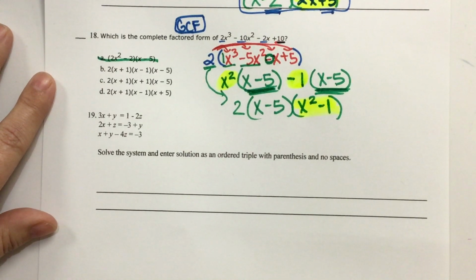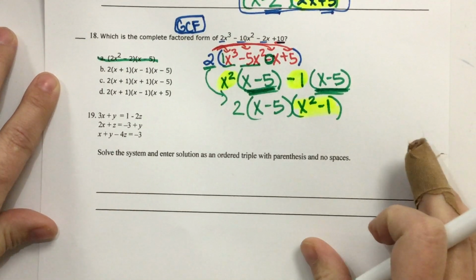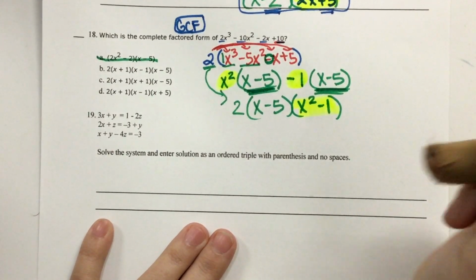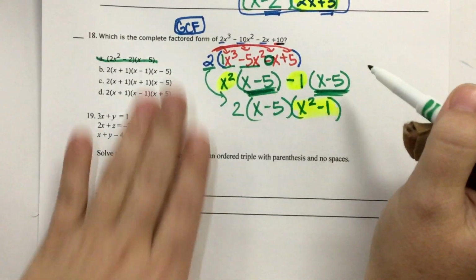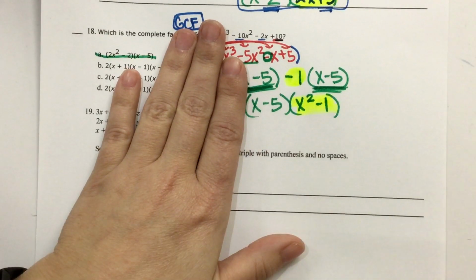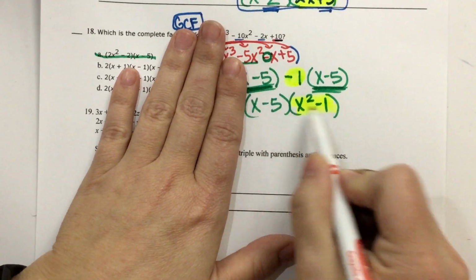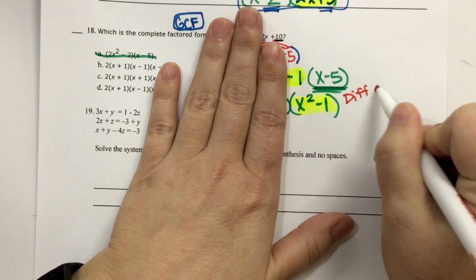Now, I notice that none of these answers match mine, and I'm actually really glad that none of these answers match mine, because if one of them did, you'd probably miss it. So there is something else I can do. Somebody in these parentheses is special. Do you know who it is? It's this guy. This guy is a difference of squares.